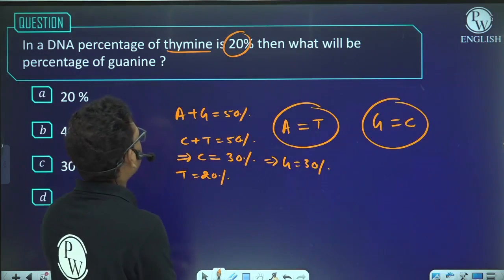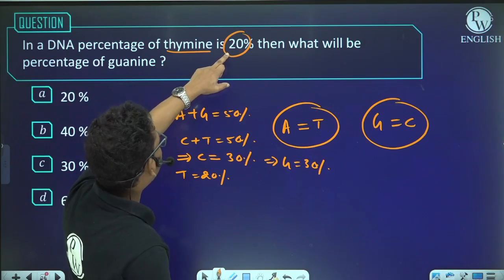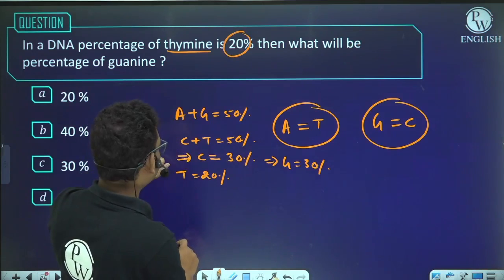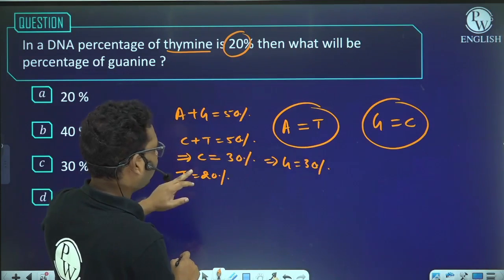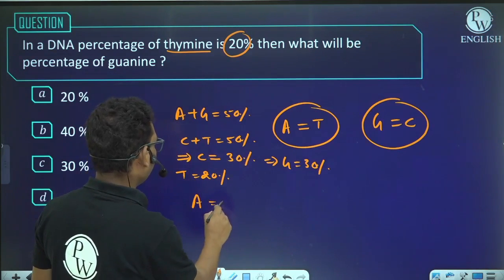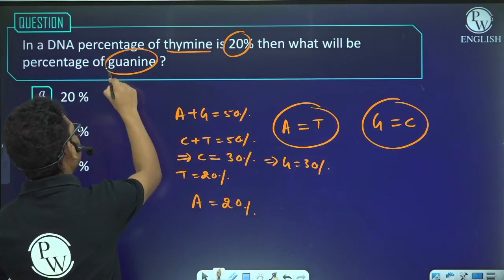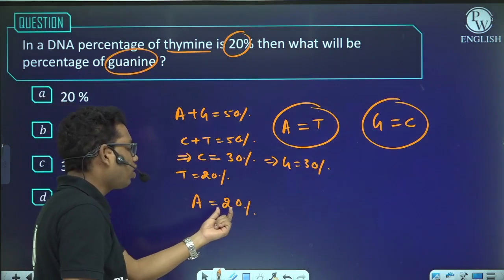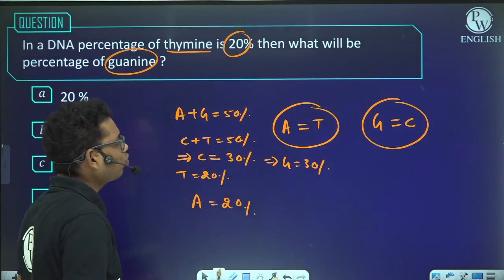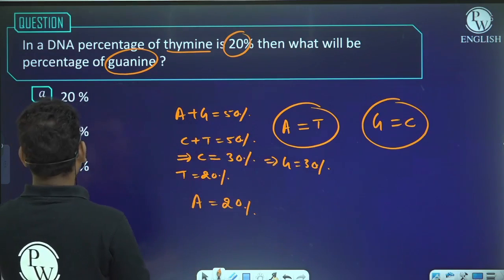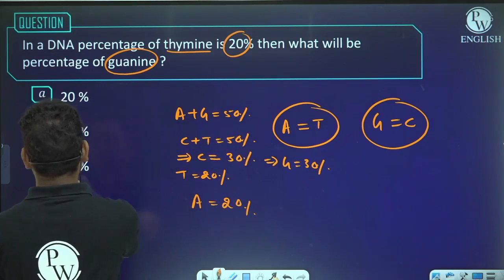So if thymine is 20%, then adenine will be 20%. In this question, what is asked? Guanine is asked. So if adenine is 20%, the guanine will be 30%. Why? Because adenine plus guanine is 50%. So the answer will be guanine is 30%. So the answer is C.